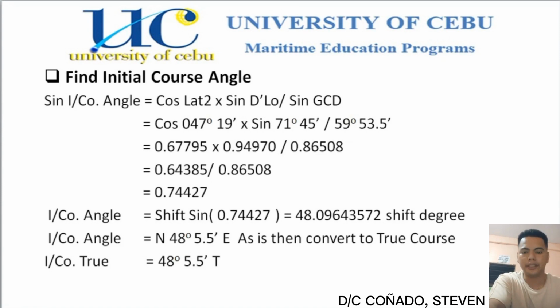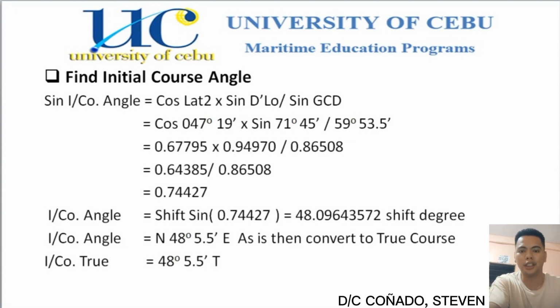Good evening, I'm Cadet Sanji Gunyado, and I will be discussing the initial course angle. First we need to find the initial course angle, and we have here the example. The formula is cos latitude 2 times sin difference in longitude over the sin of the great circle distance.